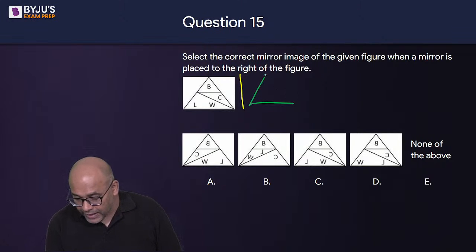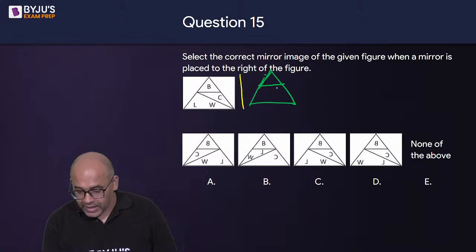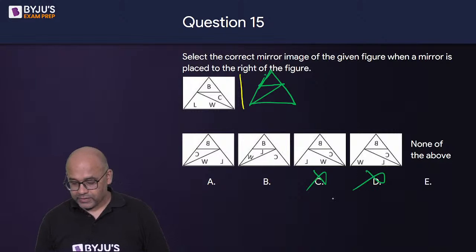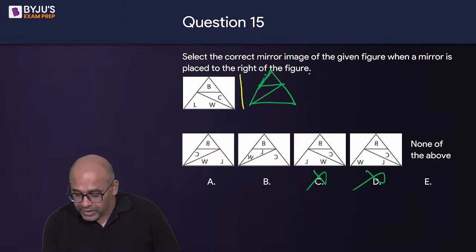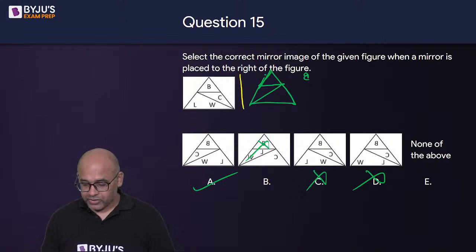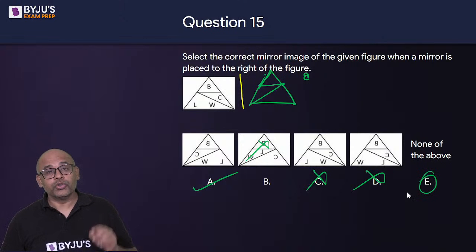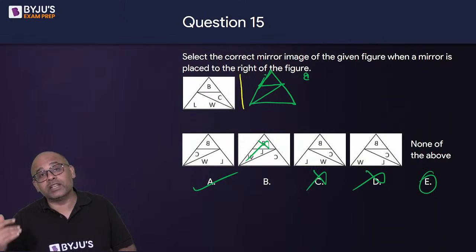So you will get the triangle as it is, the first part of the triangle. Then this line will be as it is, and you will get a line like this. So this is not your answer, this is not your answer. It's either A or B. So now B image will be written like this. So this is gone. So the answer has to be option A. However, there is an option E also. So please make sure that you check for the other letters also.